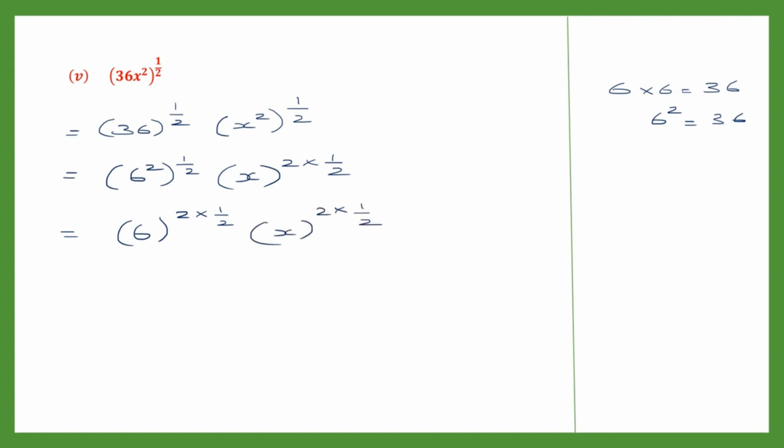Now can you see we can cancel this 2 and this 2. Here also this 2 and this 2. So what do we have here? We have 6 raised to the power of 1, which is 6 itself, and x raised to the power of 1, which is x itself. So what is the final answer? 6x.